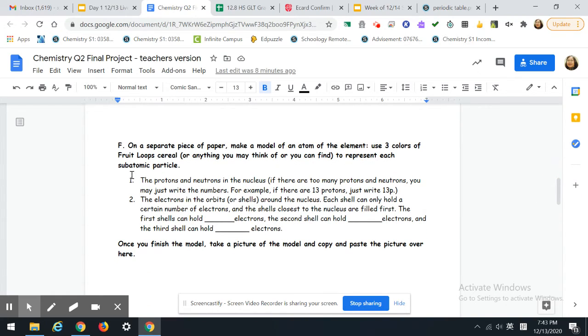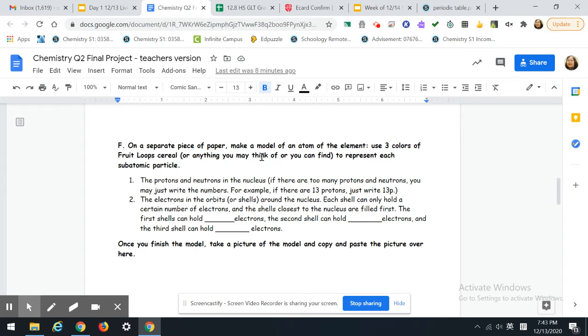Okay, and part F is a bit complicated. I need you to do it on a separate piece of paper. Make a model of an atom of the element. You may use any 3 colors of different objects.